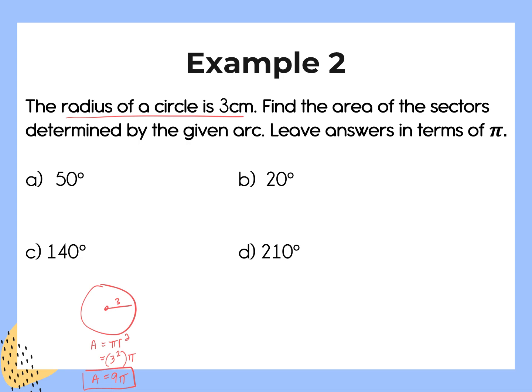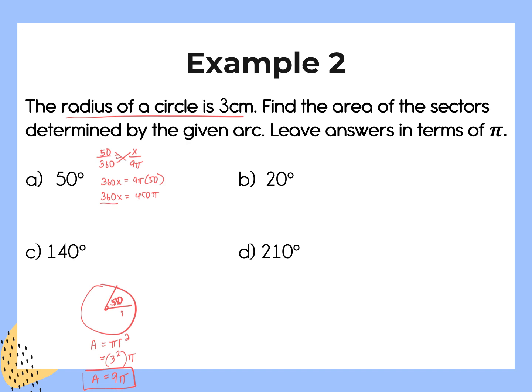In A, my angle is 50 degrees. So my angle is 50 here, and here's my radius. How do I do this? If I use ratios, I'm going to do 50 over 360 is equal to the area of the sector, which I'll call x, over the area of the whole circle, 9 pi. I'm going to do proportional math. So 360 times x equals 9 pi times 50, which is 450 pi.